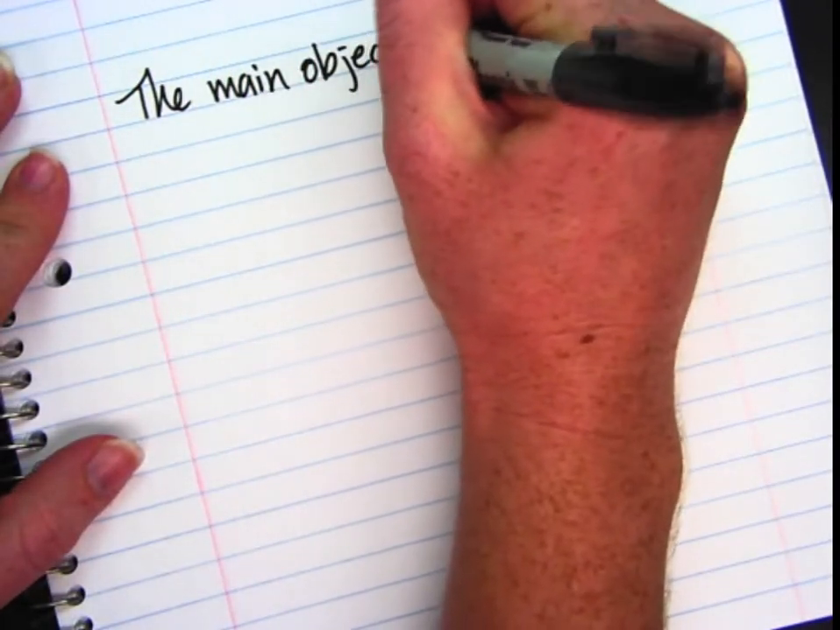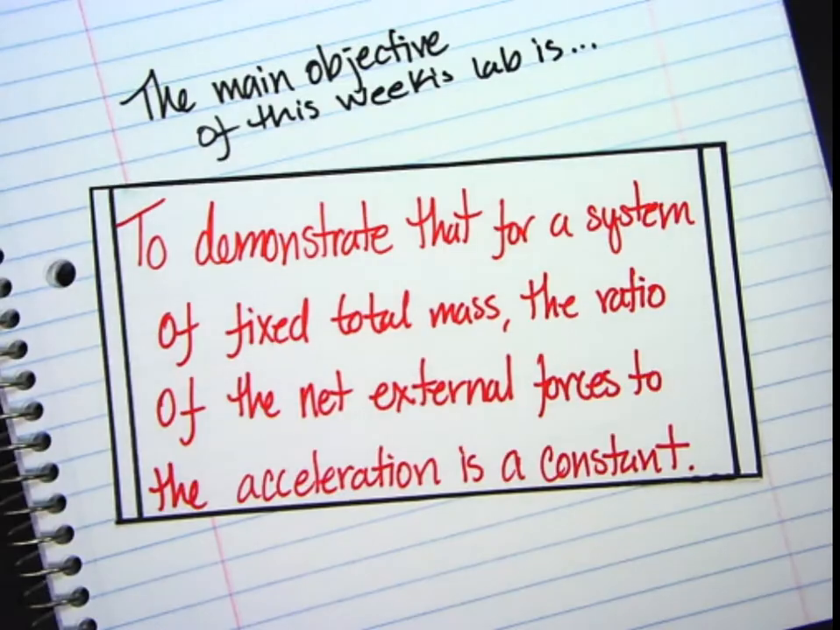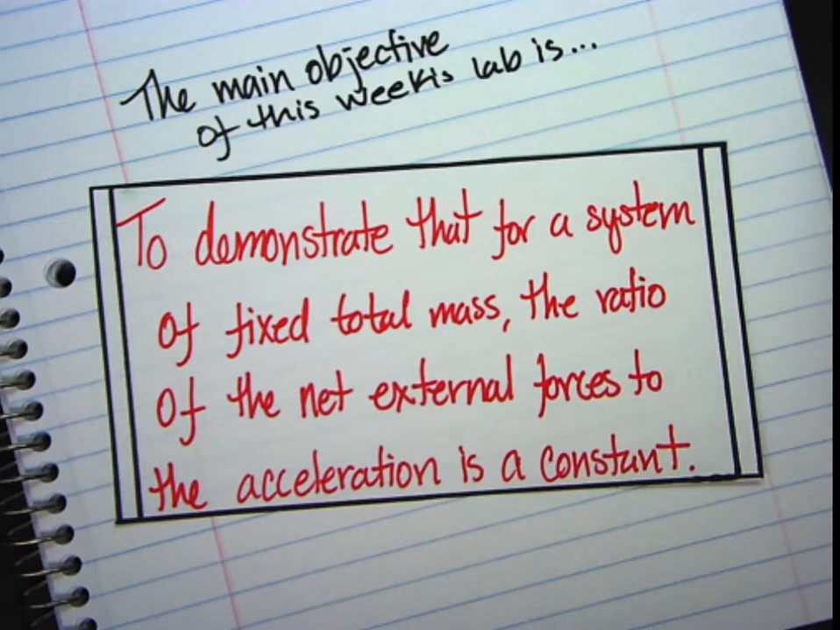Yes, you got it. The main objective of this week's lab is to demonstrate that if a system has a fixed total mass, the ratio of the net force and the acceleration will be constant. Busting out the F equals ma.